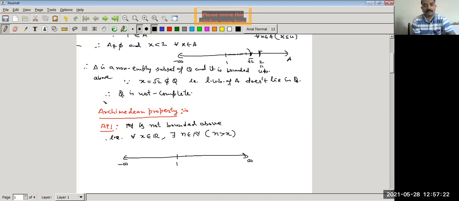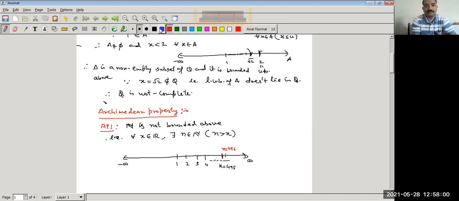This is the set of natural numbers 1, 2, 3, 4, and so on. Now you can take any x from the set of real numbers R. So let us consider this x. x is equal to 495. Corresponding to this 495, can you find a natural number which is greater than it? Yes, we can find a number n that is equal to 496, which is greater than this real number.